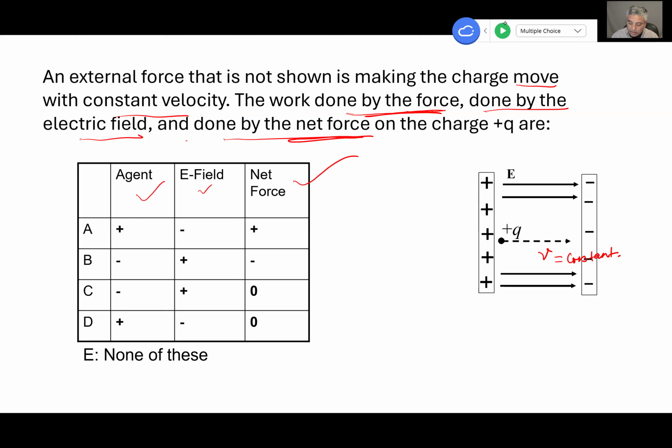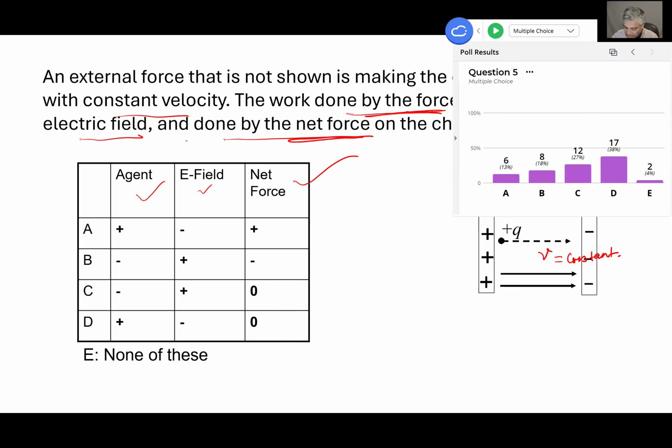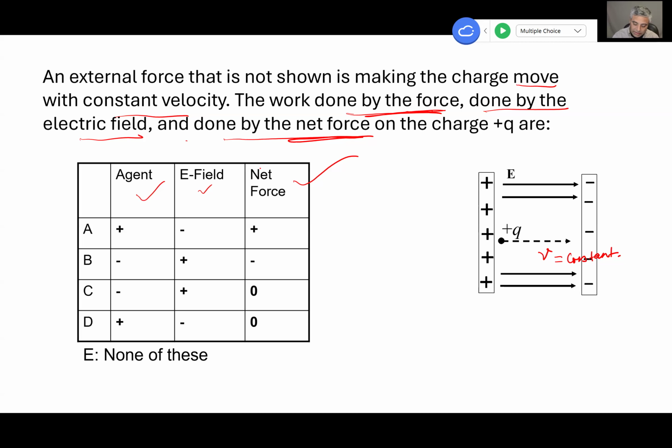Okay. Let's see what we got. It's a bit shifted towards C and D. That is good because the net force here is 0, because it's moving with constant velocity. So the work done must be this, not that one. So it's easy to eliminate those two.